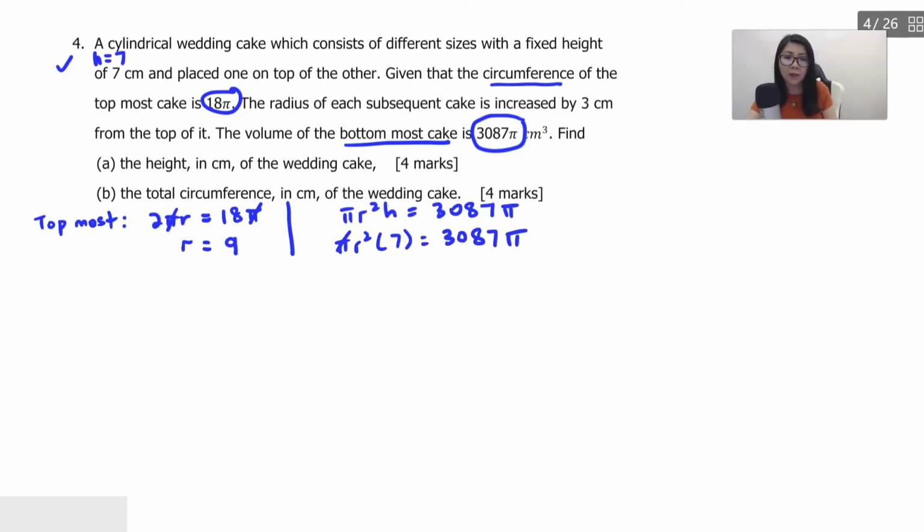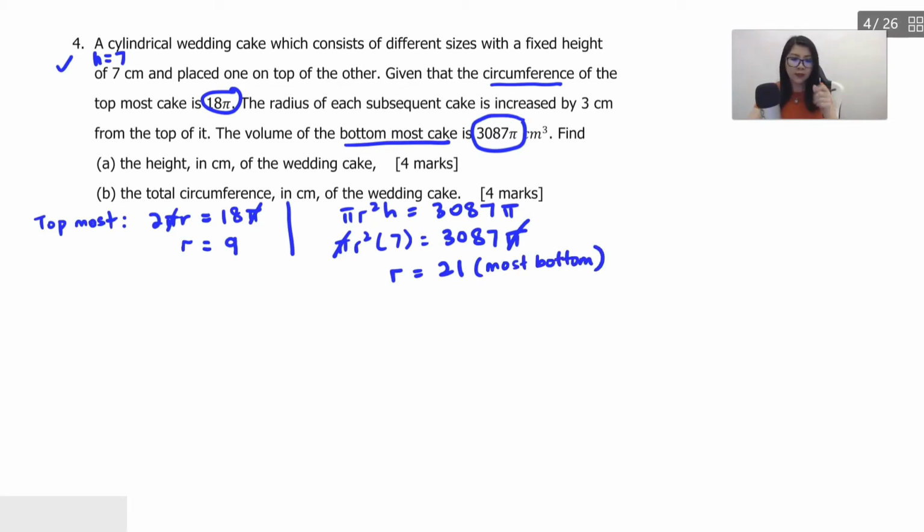We can cancel off the pi and the pi. Then we can find the r. So r is equals to 3087 divided by 7, and then we square root it. So let's calculate this. 3087 divided by 7, and then we square root it. So we get 21. It means that the radius of the most bottom cake is 21 cm. So I'm going to write here most bottom.